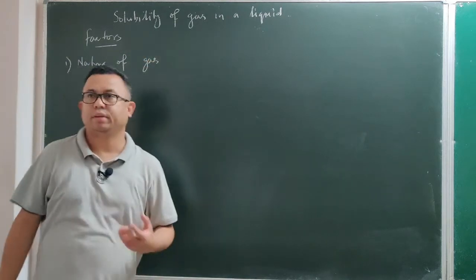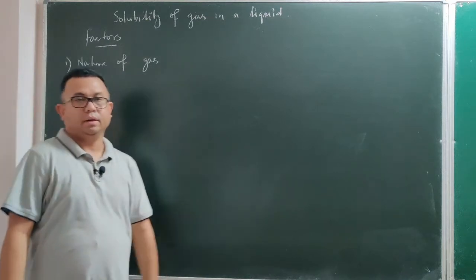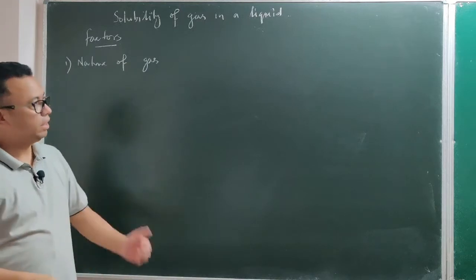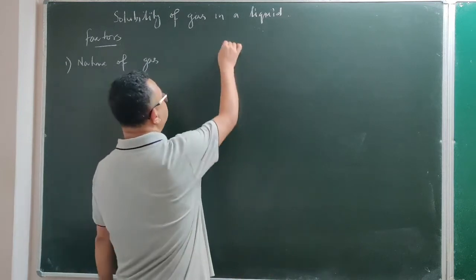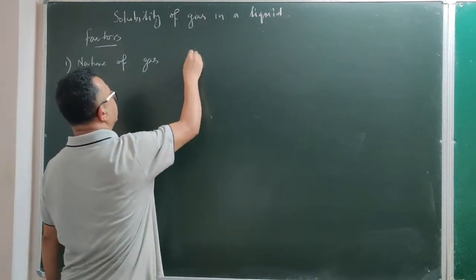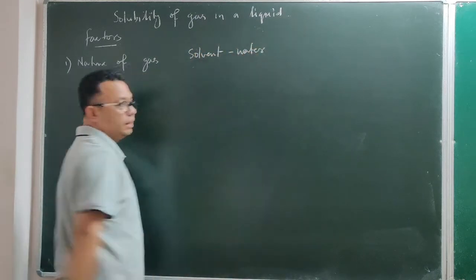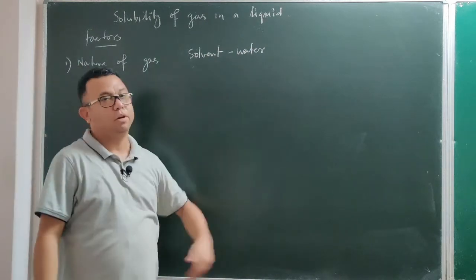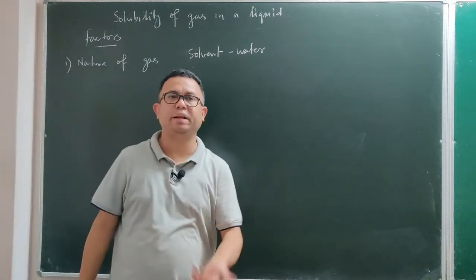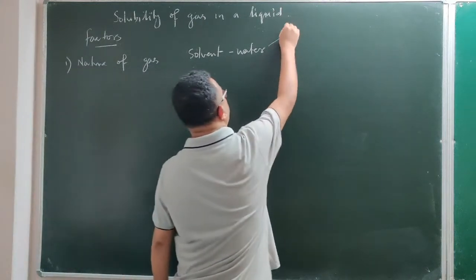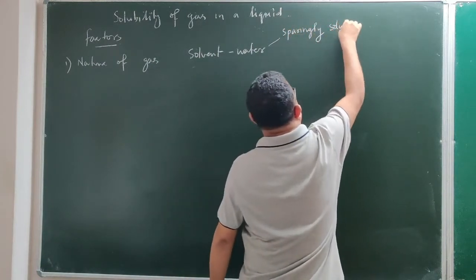Now what is the nature of the gases? Some gases are more soluble in a particular liquid, while other gases may be less soluble. Let us discuss one solvent, the most common solvent, water. If the solvent is water, then there are some gases which are highly soluble in water, whereas other gases are very less soluble. We can call them sparingly soluble in water. So here we discuss sparingly soluble, less soluble and highly soluble.